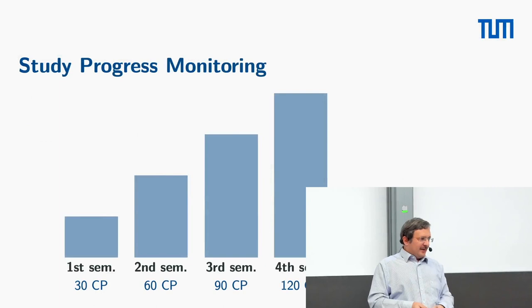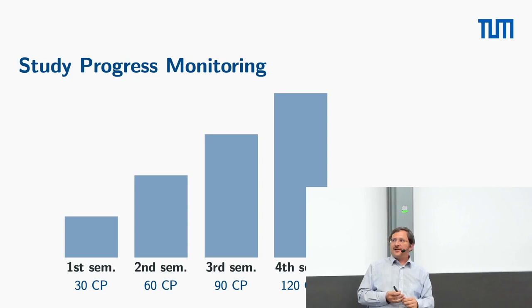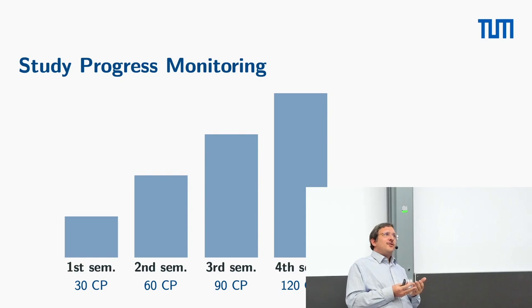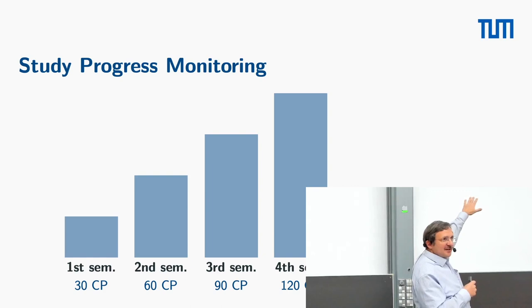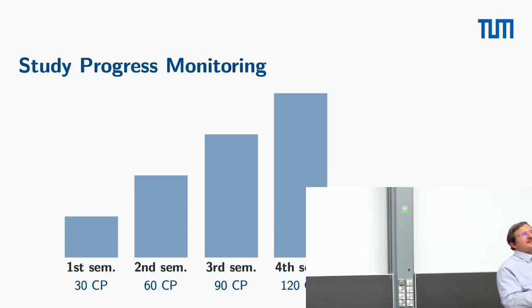So the second hurdle is probably more relevant. That is what we call study progress monitoring. And the idea is the following. I already said you're expected to complete about 30 credits per semester. So if you have a normal study program, you would earn 30 credits in the first semester. Then by the end of the second, you would have 60, then 90, and after the fourth semester, you complete your thesis, earn 120 credits, and that means you complete your program.